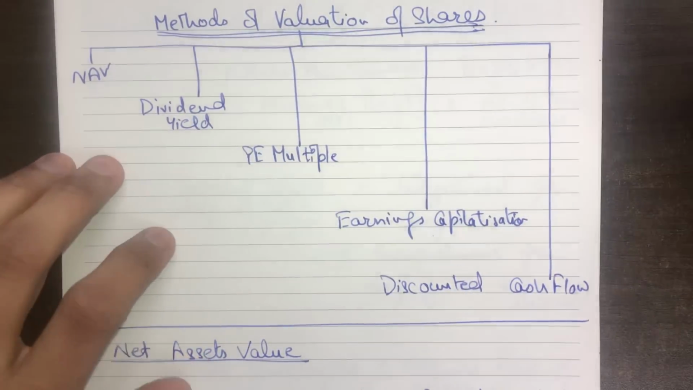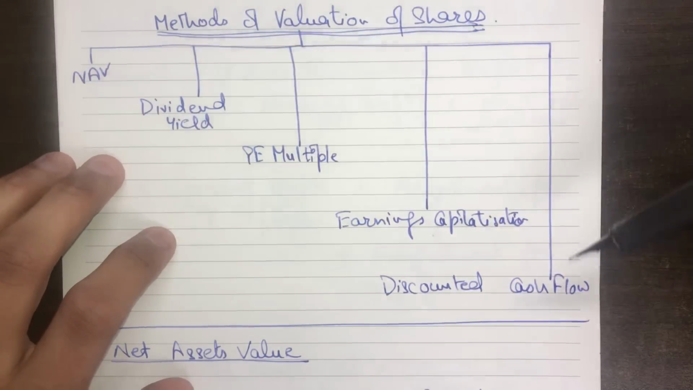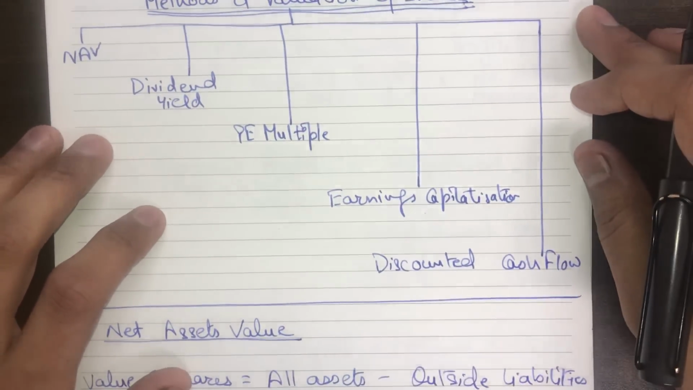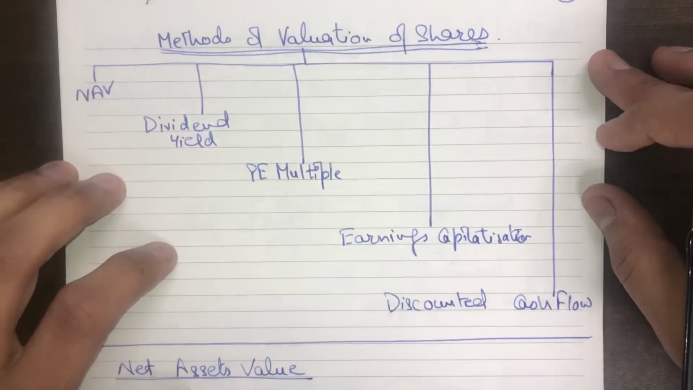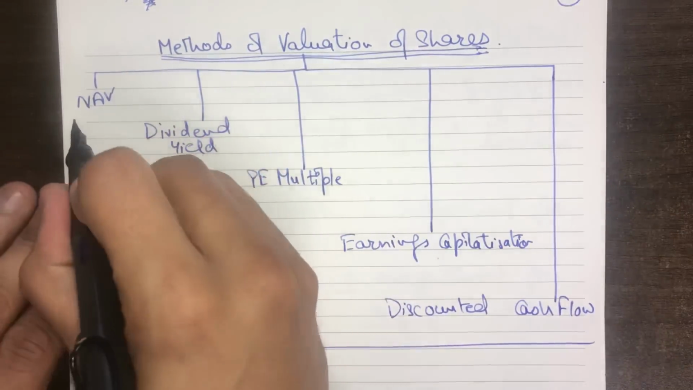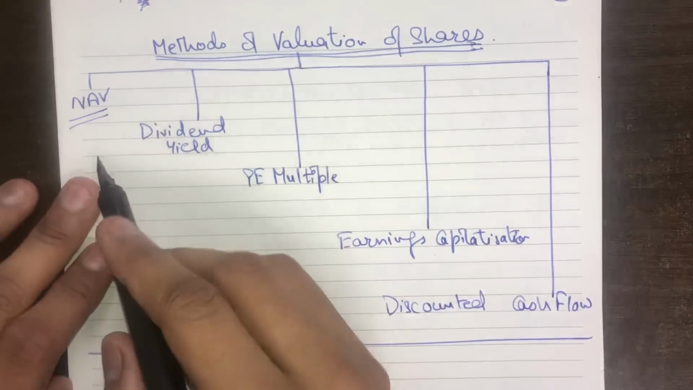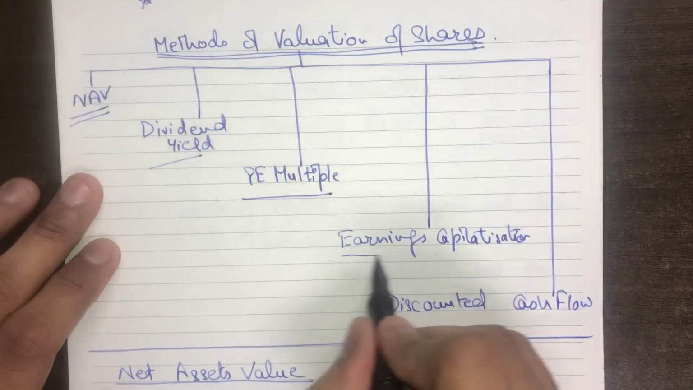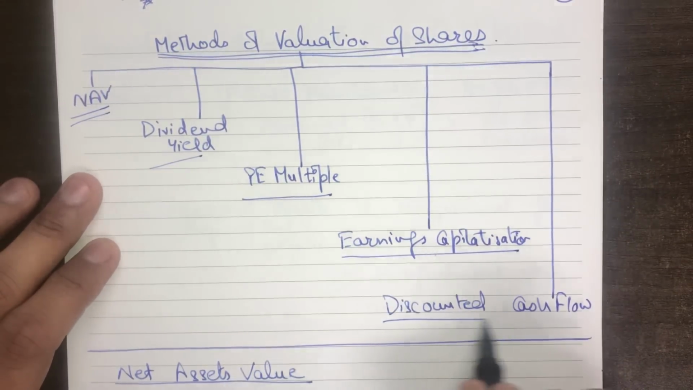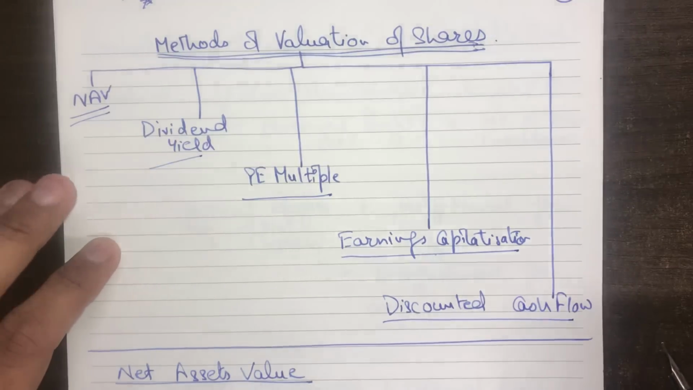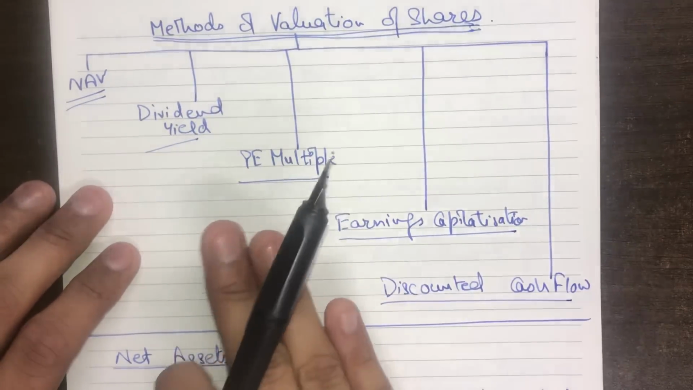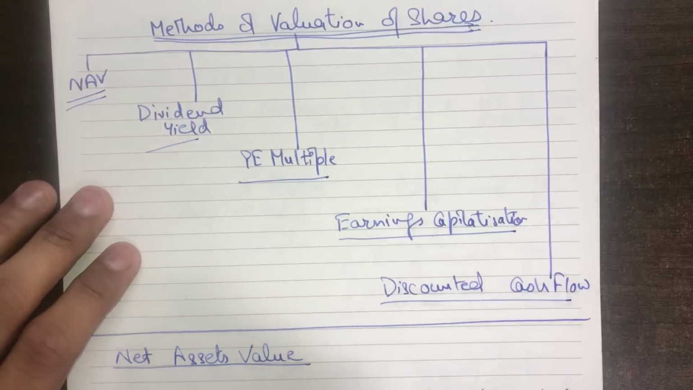All right. So these are the five methods prescribed by your institute's module and syllabus for valuation of shares: NAV (net assets value method), dividend yield method, PE multiple method, earnings capitalization method, and discounted cash flow method. These are the methods relevant for your valuation of shares.